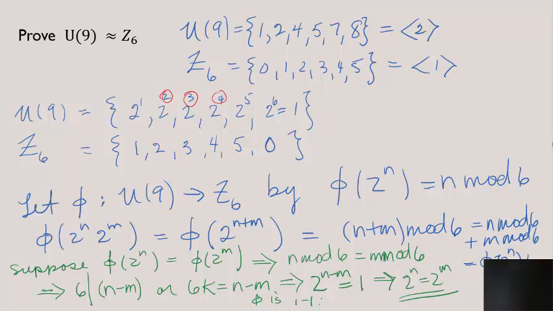Now, since the order of U9 is equal to the order of Z6, any one-to-one mapping is also onto. So we don't need to show in this case that phi is onto, because the groups have the same number of elements and we already know that the mapping is one-to-one. So we can conclude, therefore, U9 is isomorphic to Z6.